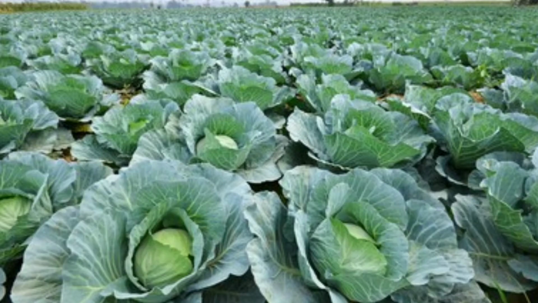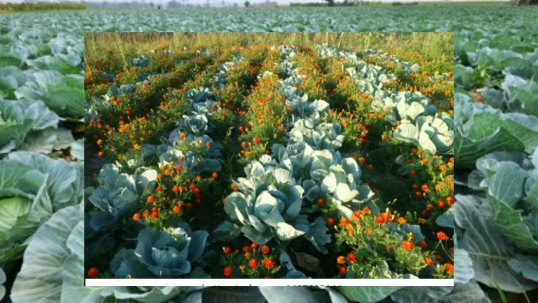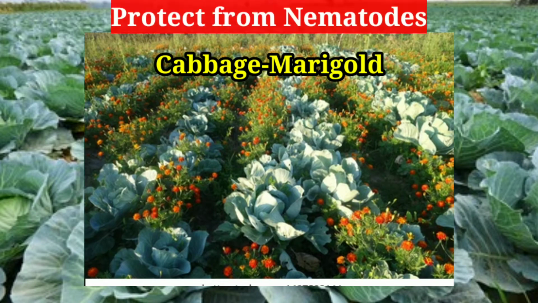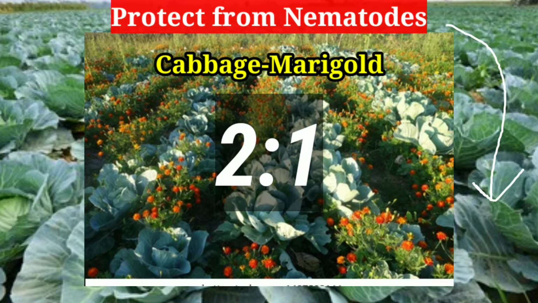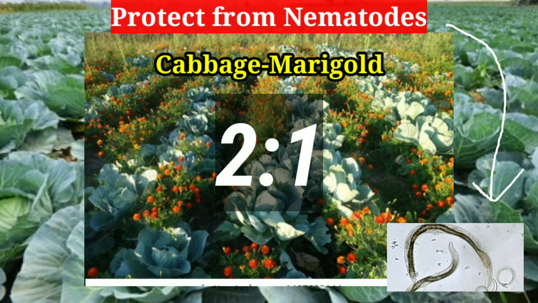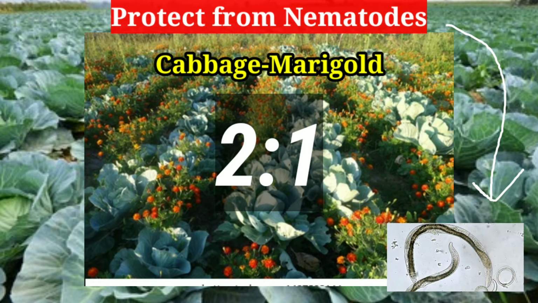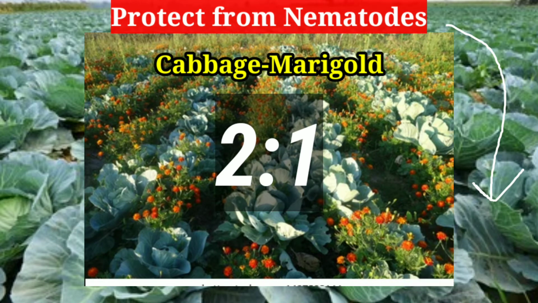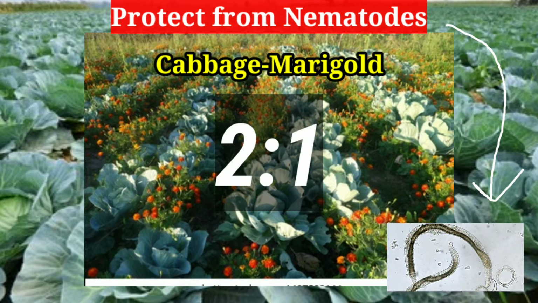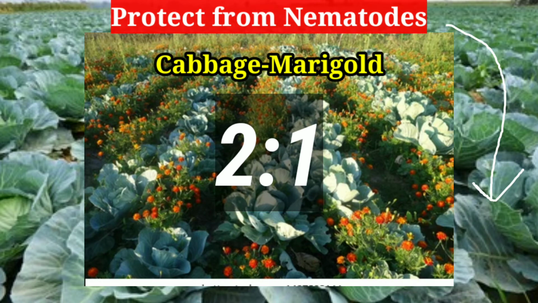The first intercropping practice is cabbage-marigold intercropping. Through this method, we can easily control nematodes. Here, the main crop is cabbage and the trap crop is marigold. The main crop and trap crop ratio is 2:1. That means 2 rows of cabbage and 1 row of marigold alternately.